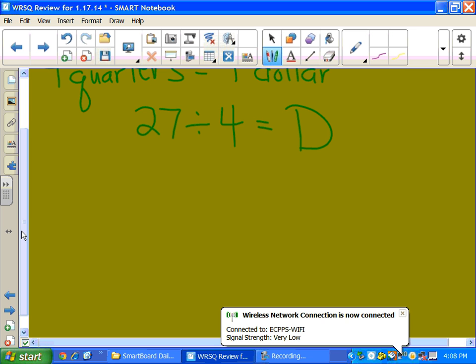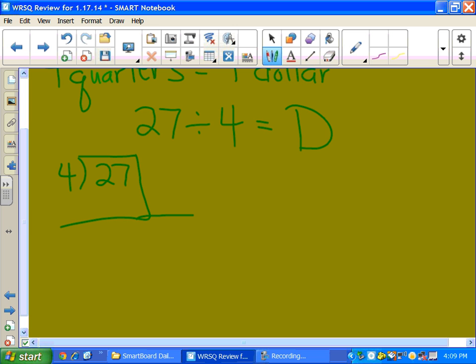So, one way I can do that is the forgiving method. I want to think how many groups of 4 I can make from 27. I know that 4 times 6 is 24, 4 times 7 is 28. I don't have enough. So I can do 6 groups of 4 quarters, which is 24 quarters used up. That leaves 3 quarters left. So I can't make another dollar with that. So this is my number of dollars. So Misha was able to make $6 and had 3 quarters left over.